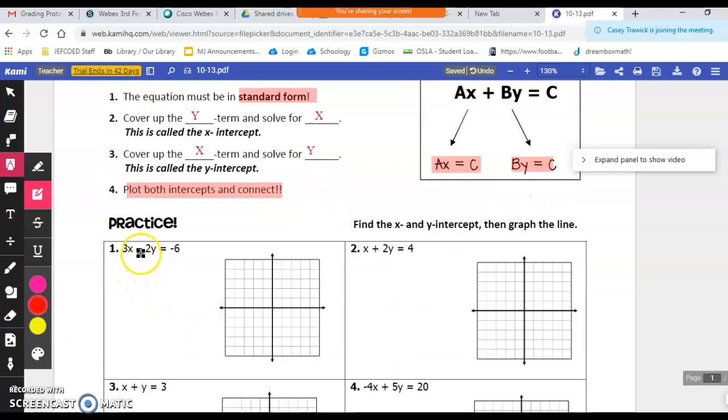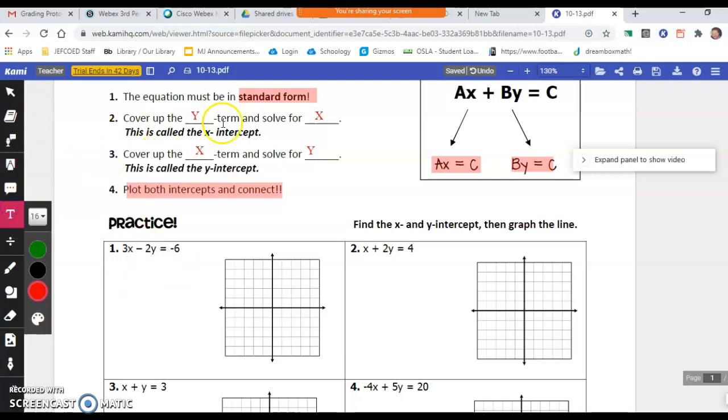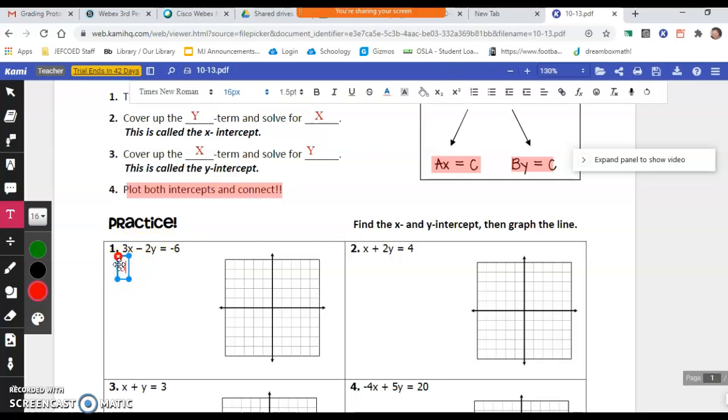So first thing, looking at number 1, guys, is the equation in standard form? Yes. So the second thing that we're going to look at, it says cover up the y. So really, essentially, guys, we're just removing the y from the equation, and it's going to end up being 3x equals -6.